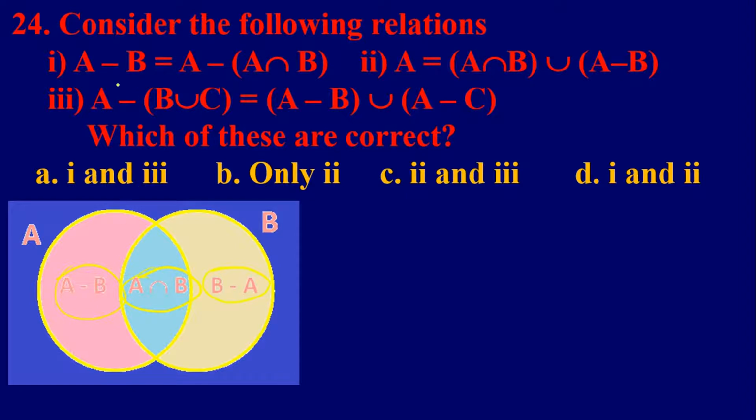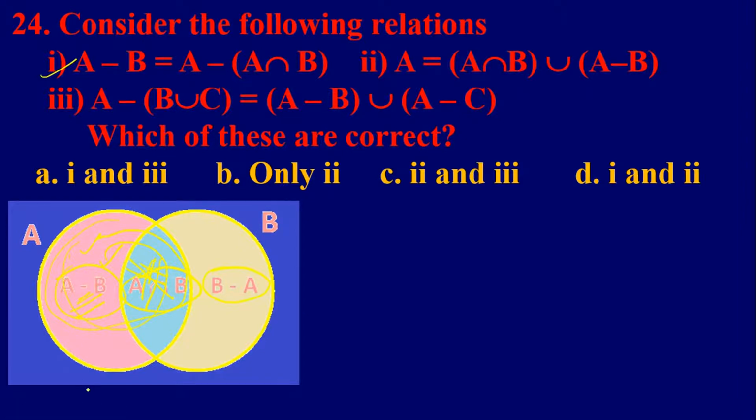So now first, it is A minus B. Is this part the same as A minus A intersection B? From A you have to subtract A intersection B. When we subtract A intersection B from A, we get A minus B. So therefore the first relation is correct. So A minus B is the same as A minus A intersection B.